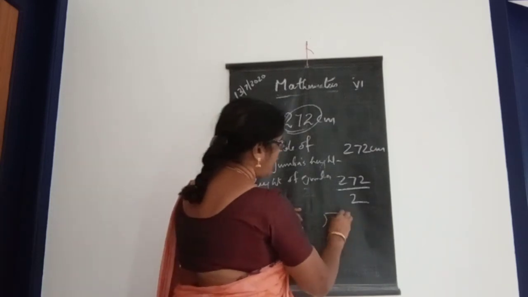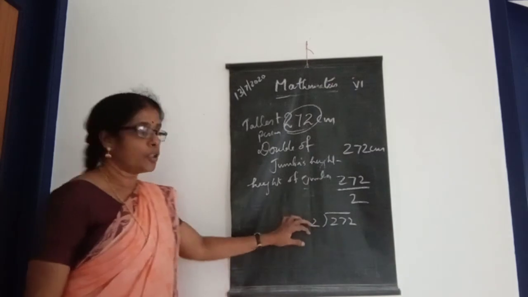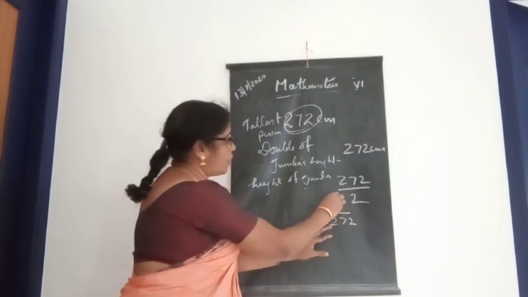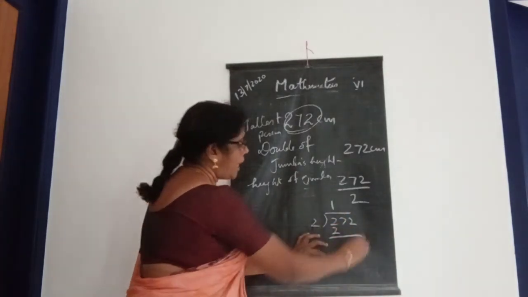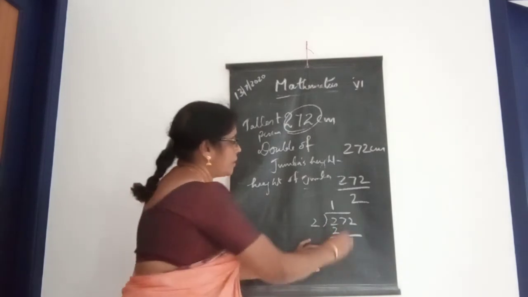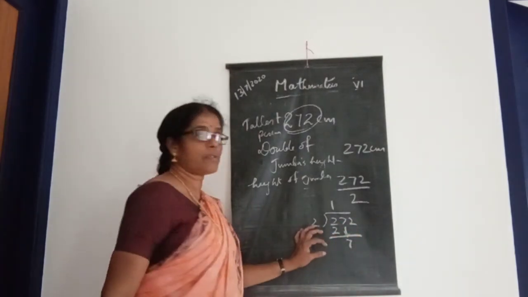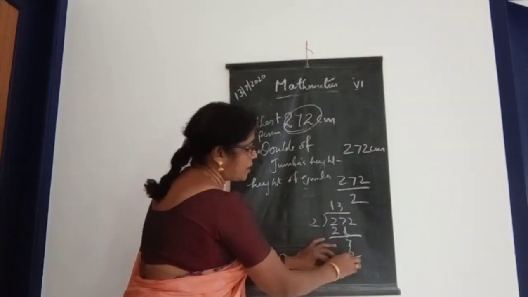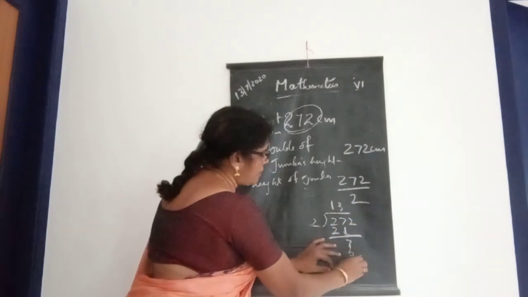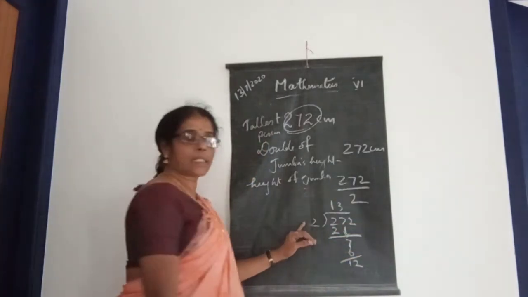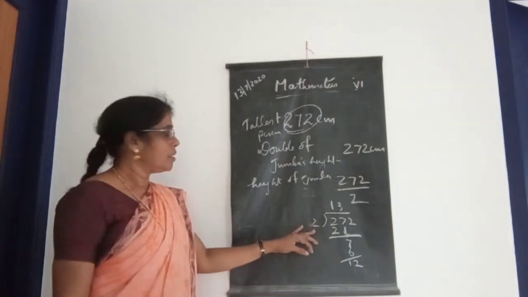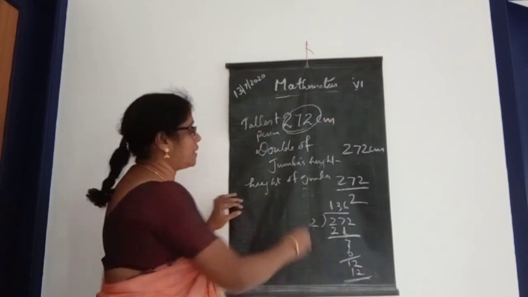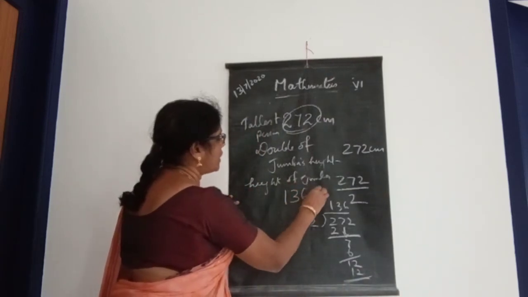How do we look at that, children? 272 divided by 2. Look here. How many times does 2 go in 2? Only one time. You write that here. 1 2 is 2. And what is next? This number you have to bring down, isn't it? So 7. How many times does 2 go in 7? 3 times. 3 2s are 6. What is remaining? 1. And you can do it this way also: out of 12, 6 times. 6 2s are 12. Then what is Jumba's height, children? Jumba's height is 136 centimeter.